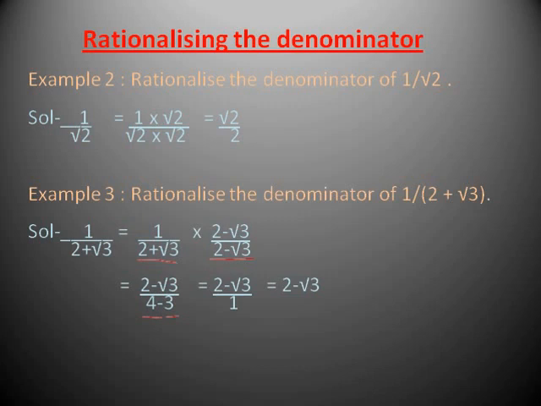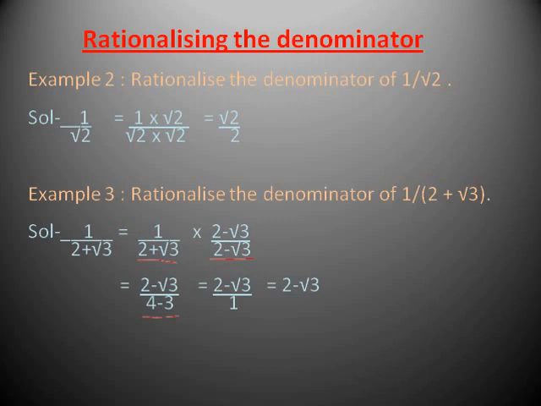If we multiply them, we will use the formula a plus b into a minus b, which is equal to a square minus b square. So it becomes 2 square, that is 4, and root 3 square is 3. So we get 4 minus 3, therefore the denominator is 1, and the answer we get is 2 minus root 3. Thus we rationalize the denominator here.